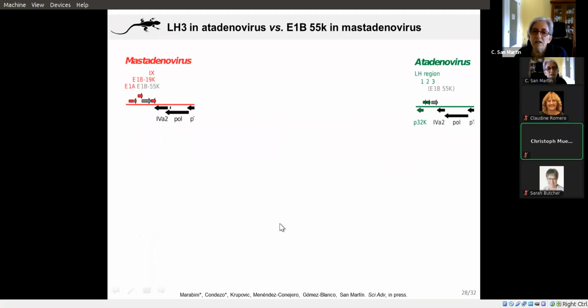And finally, let's look at these two proteins in the context of the virus genomes. We have here in the mastadenoviruses protein 9 next to a protein called E1b55K, which is not a structural protein. This protein is a multifunctional protein which is expressed early in infection, and what it does is mainly it deregulates the cell cycle. In the reptilian adenoviruses, we have LH3, but when this protein was first discovered, it was called E1b55K also, because the sequence similarity between this and this is very high.